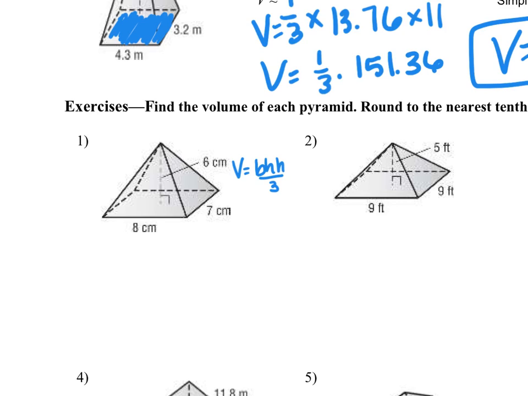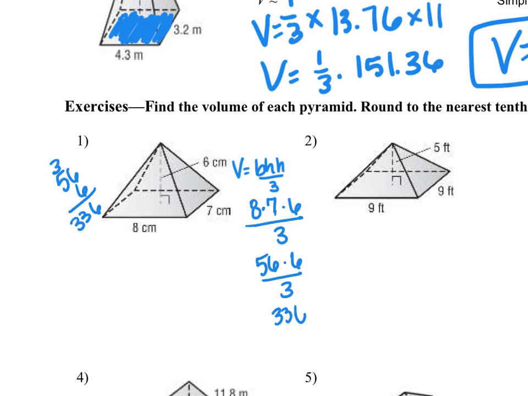So my base here would be 8. My height is 7. My other height is 6, divided by 3. So 8 times 7 is 56. 56 times 6 divided by 3. 56 times 6 is 336. 336 divided by 3 is 112. So the volume equals 112 centimeters cubed. I feel like that was a little bit simpler just because of the numbers. So make it break down.